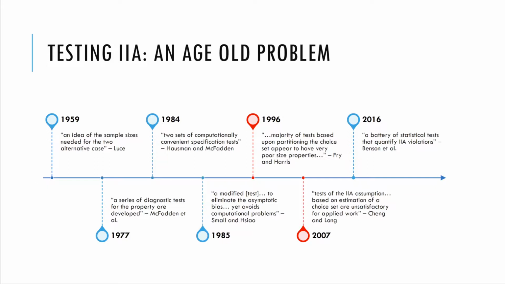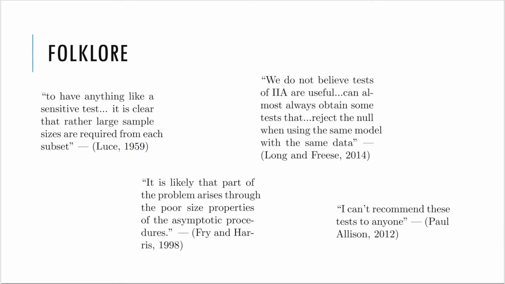In 1996 and in 2007, these things sort of got muddy when people reported that a majority of existing tests are insufficient, they don't work, they have very poor size properties, they're all very inconsistent. This has largely influenced a negative folklore about IIA testing. People think that a lot of samples are required to test the problem, that existing tests are not useful, that they don't do it correctly. One person even went as far as saying that they can't recommend these tests to anyone.